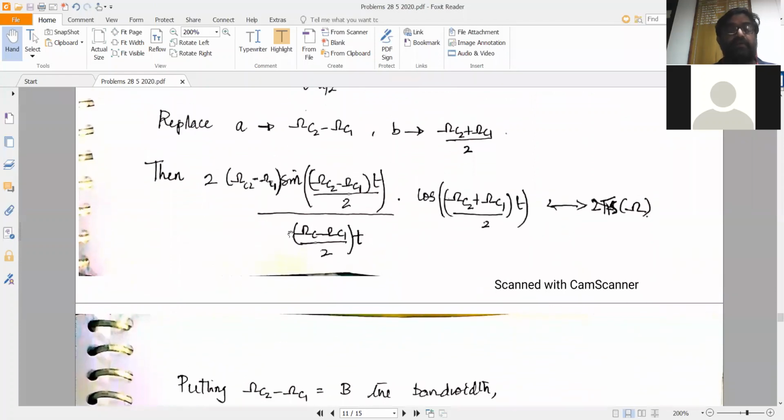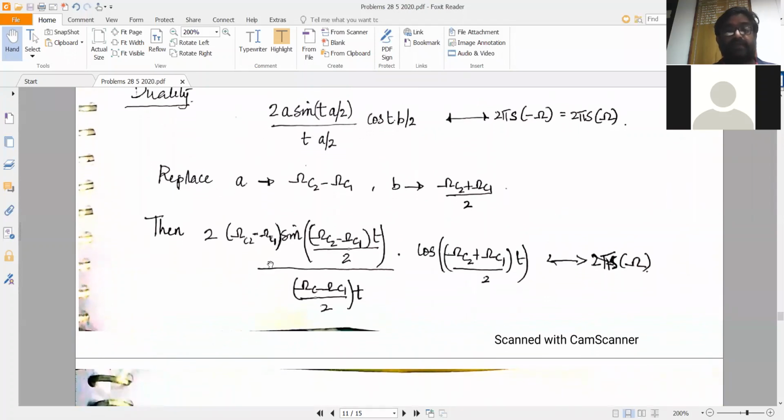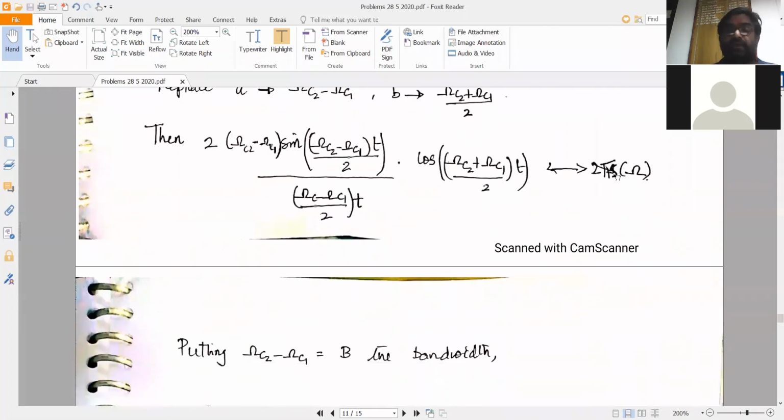This now I will represent as 2 into, instead of a, this becomes omega c2 minus omega c1 into sine. Instead of t, I will write omega c2 minus omega c1 by 2 into t into cos, instead of b I will write omega c2 plus omega c1 by 2 into t, would be Fourier transform to 2 pi into s of omega.